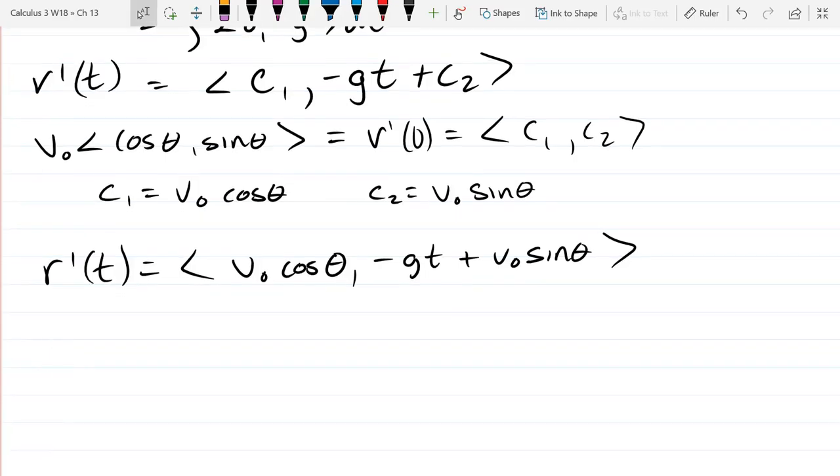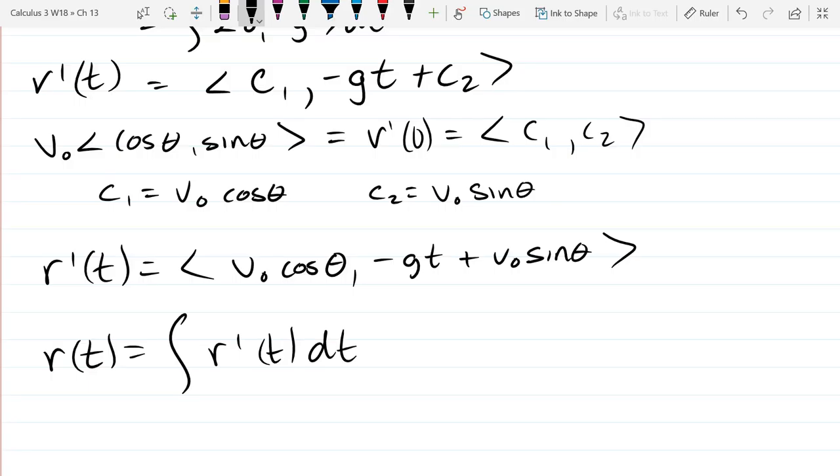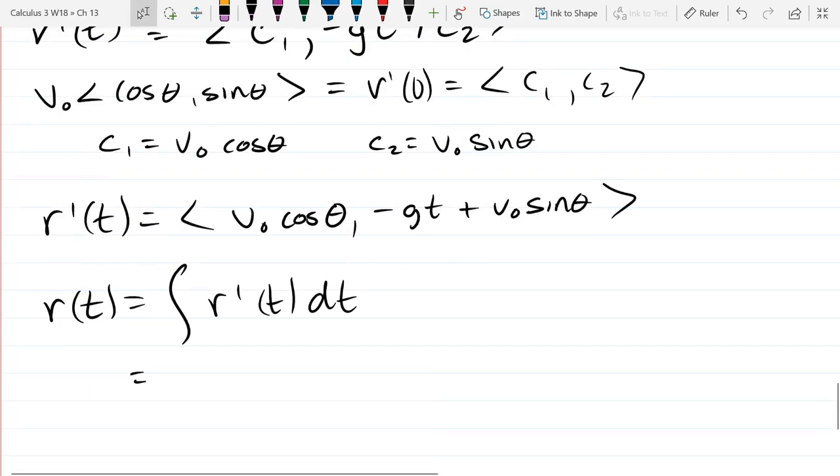All right, so that's r prime, and I want to get the position function. So how do we get the position? Integral. So regular r is the antiderivative of r prime. So compute that right now. And remember, theta and v naught are constants. They're not variables. The only variable we have is t.